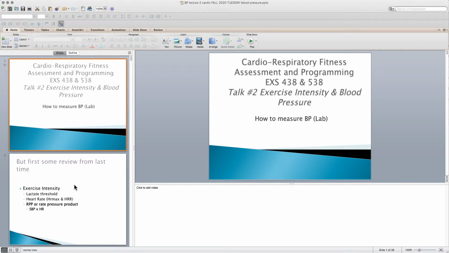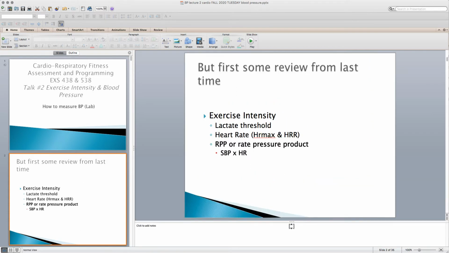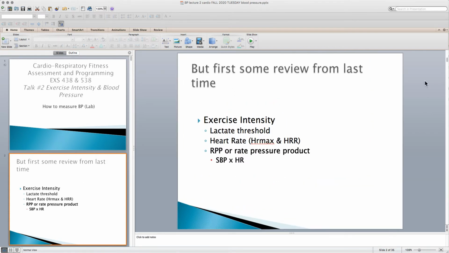So we've been talking about exercise intensity and a couple different ways to look at or measure exercise intensity. I've already asked you to look at lactate threshold. And obviously, heart rate is a typical one that's used to measure exercise intensity, either as a percent of a person's max heart rate or using that heart rate reserve equation.